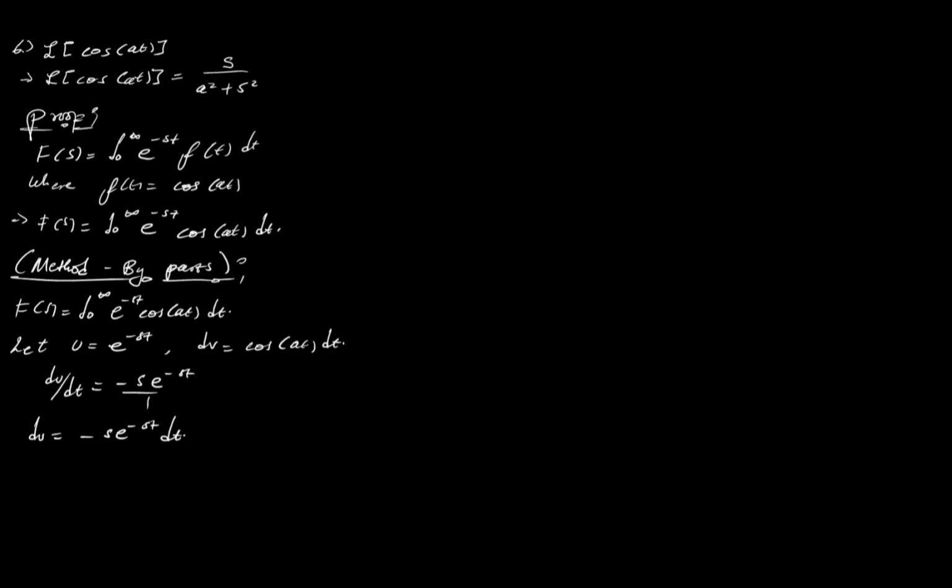Then for dv, we're going to integrate both sides. Find the integral of dv, then also find the integral of cos of at dt. The integral of dv is v, since there's basically 1 there, and the integral of cos at dt is equal to sine of the argument at divided by a. Now, from the by parts statement, we know that the integral of u dv is equal to uv minus the integral of v du.